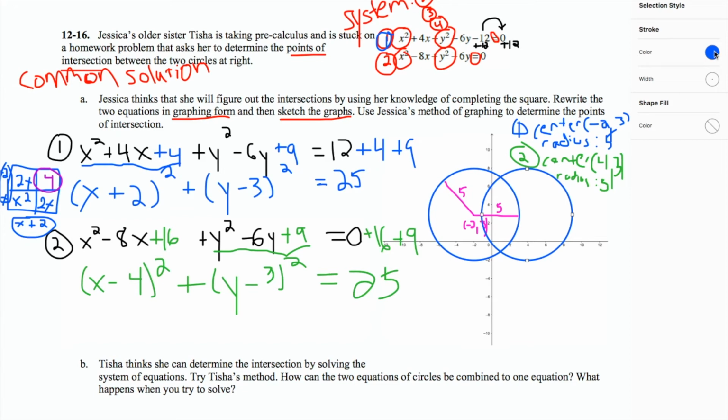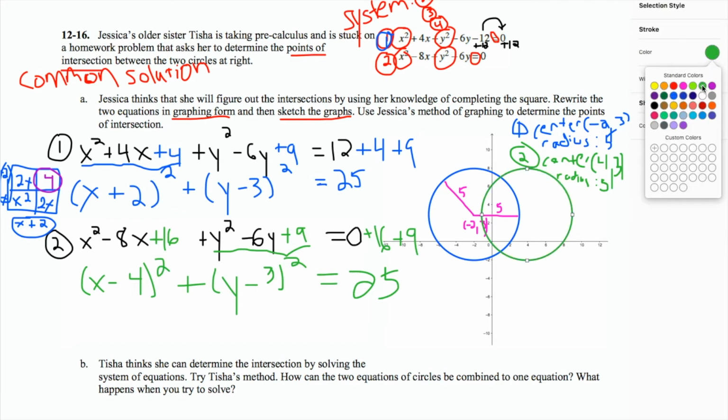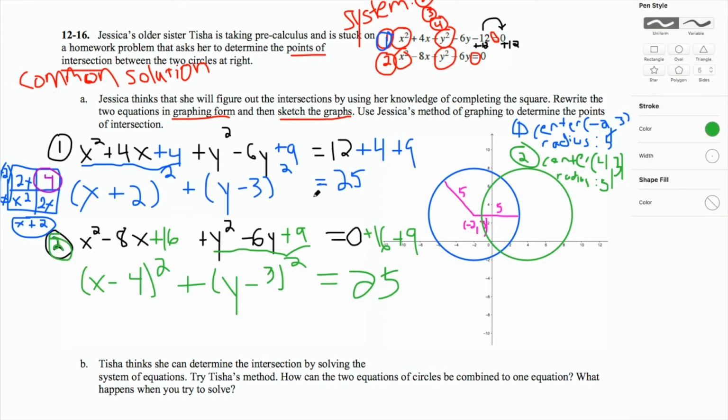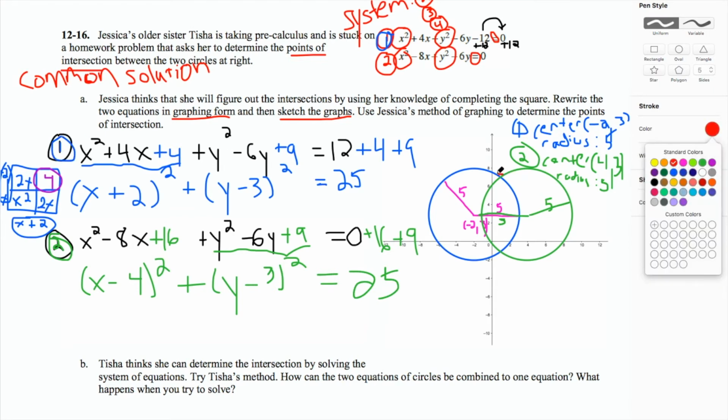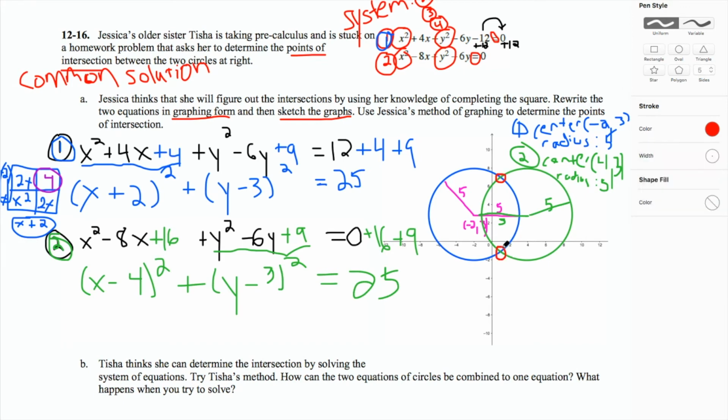And now I'm going to figure out what my intersection is. So I like the idea of changing this to green so that we can compare. Circle number 2 is this one, the one in green here, centered at (4, 3) with radius of 5. And the other one is the blue circle, equation number 1. Let's see if we can get our solutions. It looks like approximately, we might want to double check our answers. So using the method of graphing to determine the points of intersection, it looks like our solutions, the points of intersection we're being asked to find, are going to be what we see in red up top here.